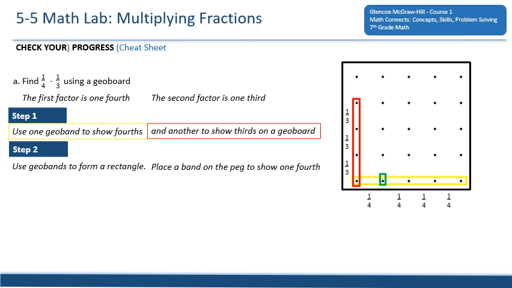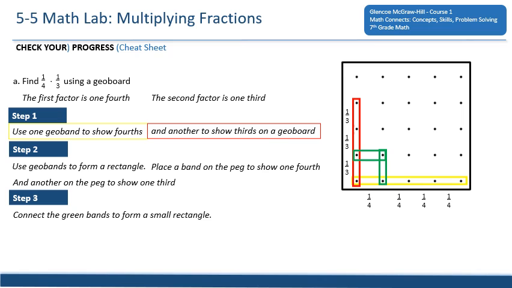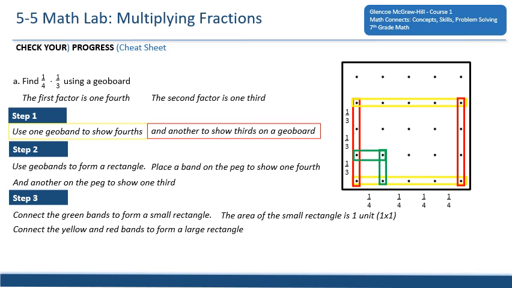So we're going to place a band on the peg to show 1/4. We're going to go 1 space over, and we're going to put a green band there. And then on another peg to show 1/3. Notice we went up 1 space and we put a green band there. Then we're going to connect the green bands to form a small rectangle. So we have a 1 by 1 rectangle, 1 unit.